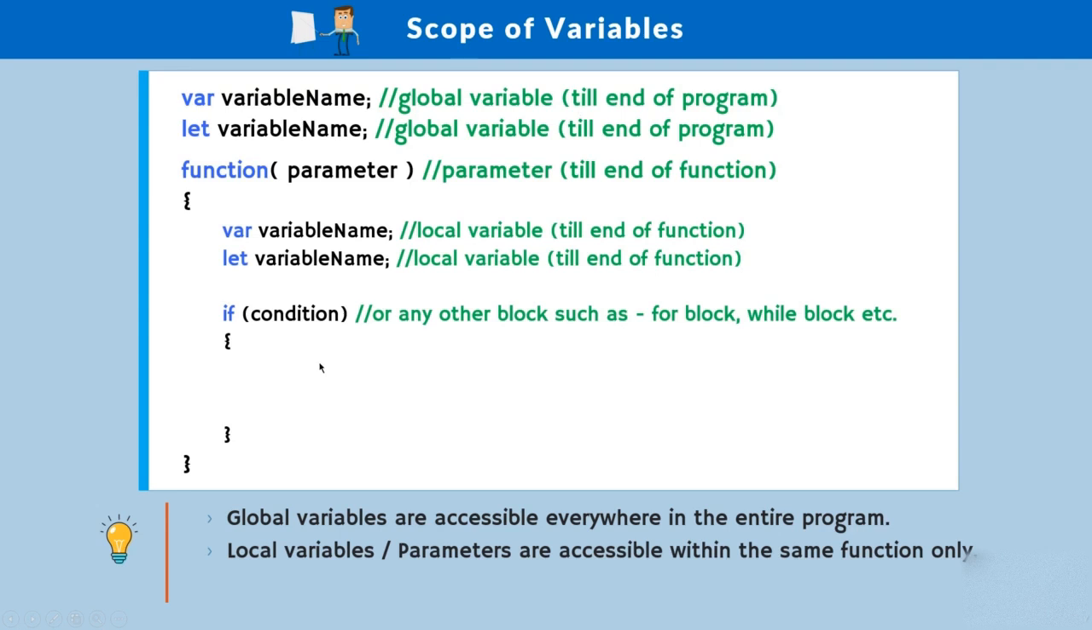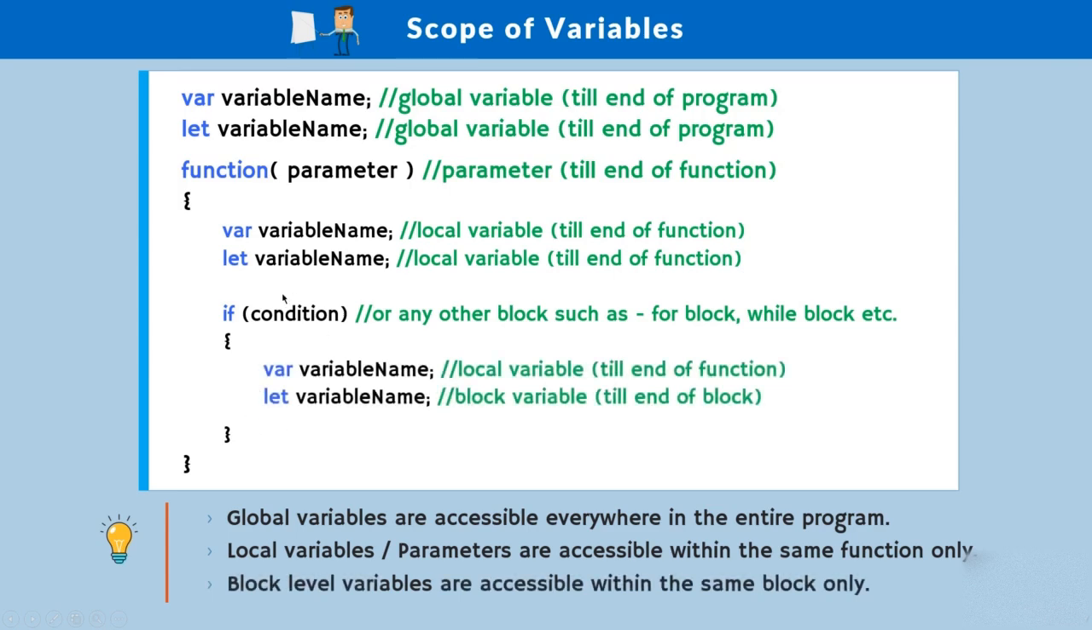And finally, let us talk about block level variables. For example, we have the block, that is an if block. In place of the if block, you can assume any other block such as a while loop block, do while loop block, for loop block, or any other block such as a try block or catch block. So whenever you declare a variable inside the block, that is called a block level variable. But the block level variables can only be created by using the let keyword, but not with the var keyword.